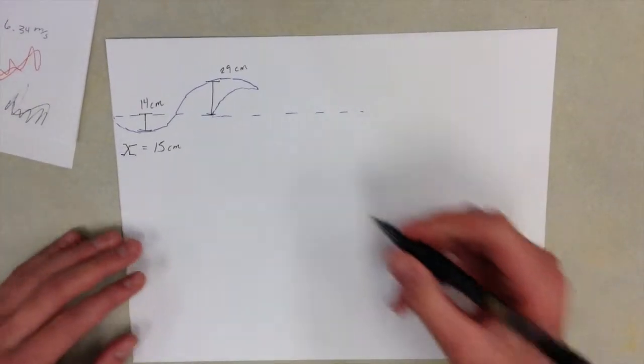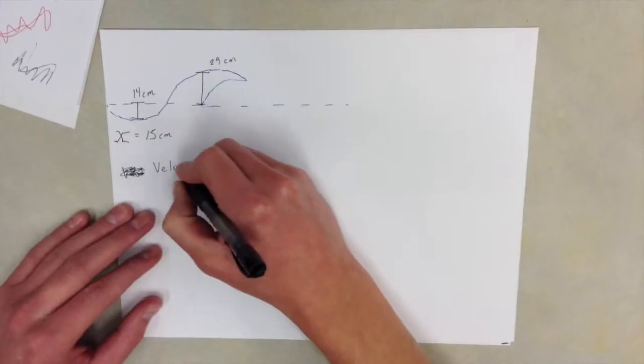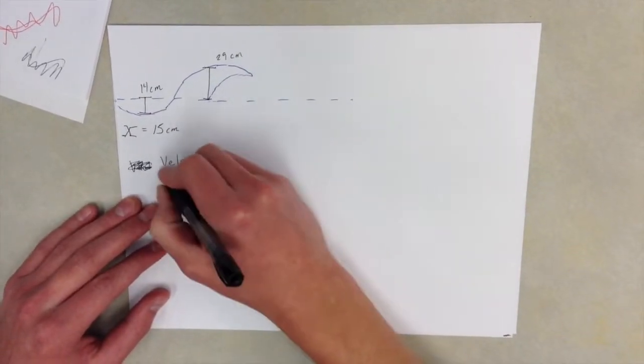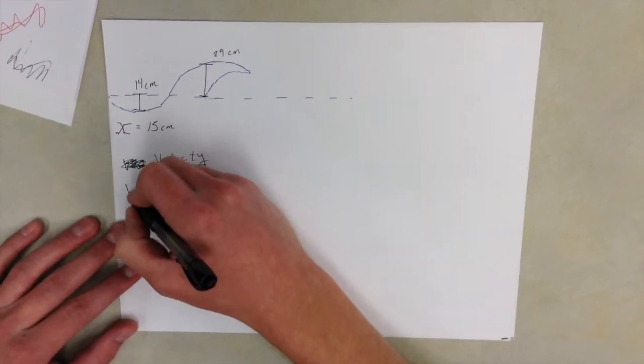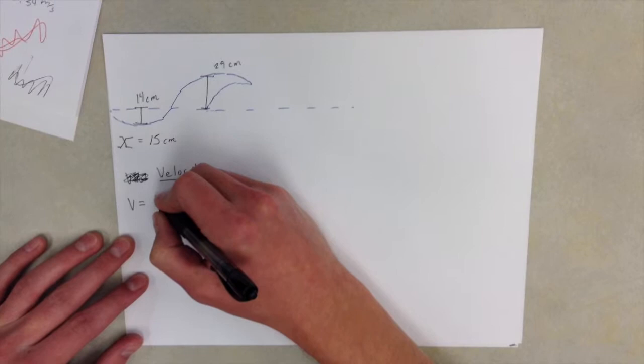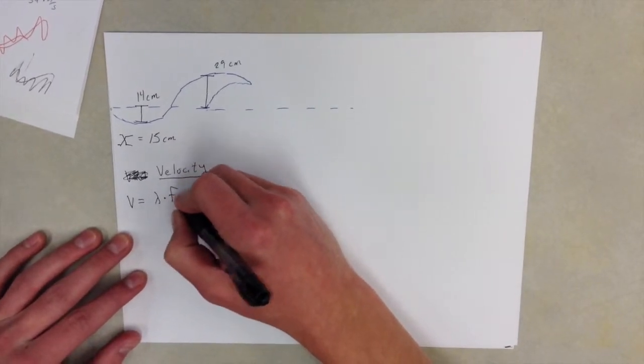And the main thing we decided to do at first is we calculated the velocity. So by doing that, we're going to use the standard equation. Velocity is equal to wavelength times the frequency.